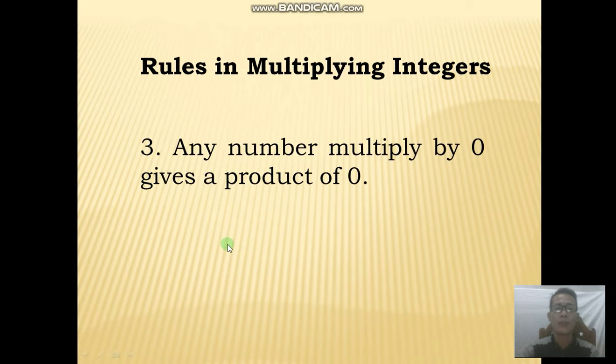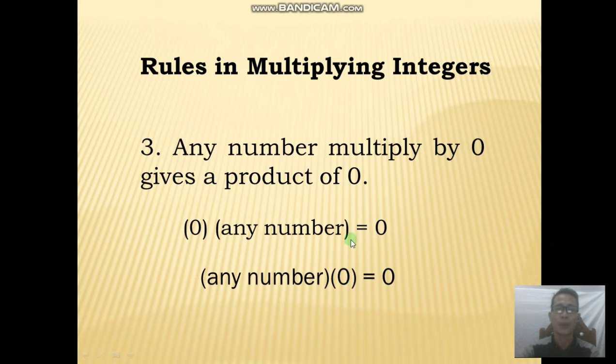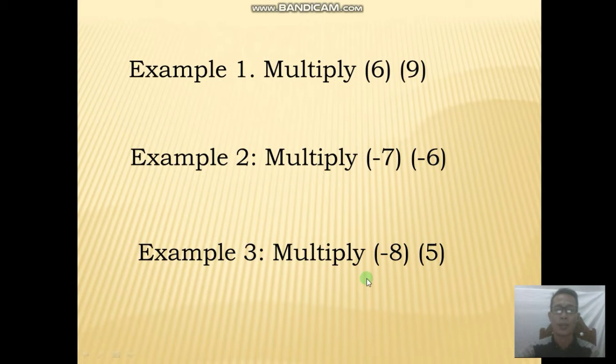Then, rule number 3. Any number multiplied by 0 gives a product of 0. So 0 multiplied by any number, the product is always 0. Or any number multiplied by 0, still the product is 0. Alright, so let us take these examples.